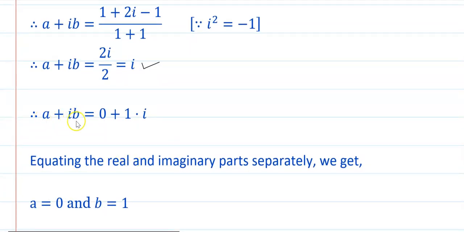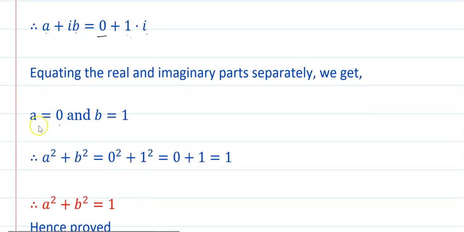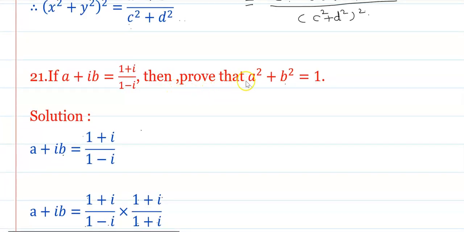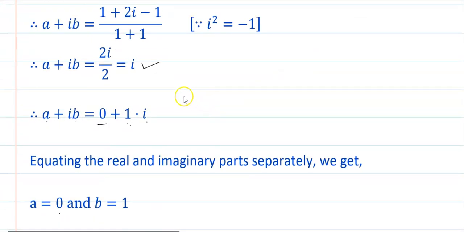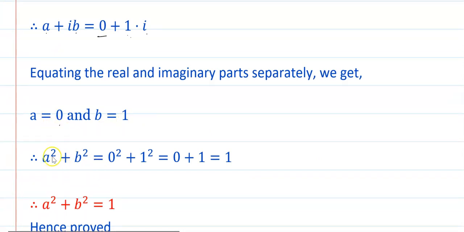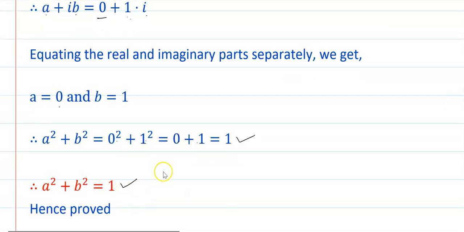Hence a plus ib is equal to 0 plus 1 into I, where the real part is 0 and the imaginary part is 1. And hence a is equal to 0 and b is equal to 1, which is the coefficient of I. Now we want to prove that a square plus b square is equal to 1. Substitute the values of a and b. A square means 0 square, b means 1, 1 square. 0 plus 1, overall you are getting 1. And hence a square plus b square is equal to 1, and hence it is proved.